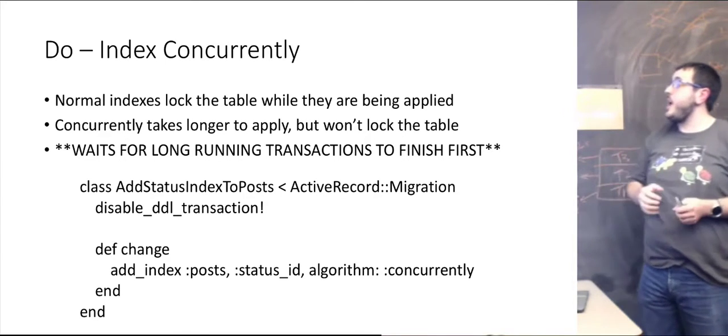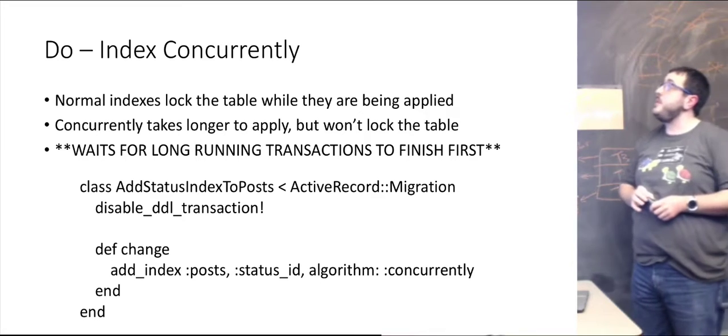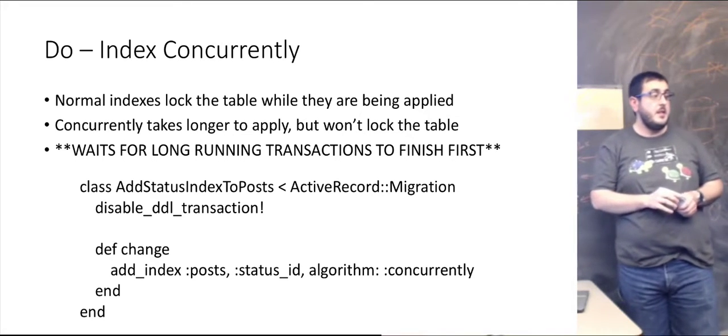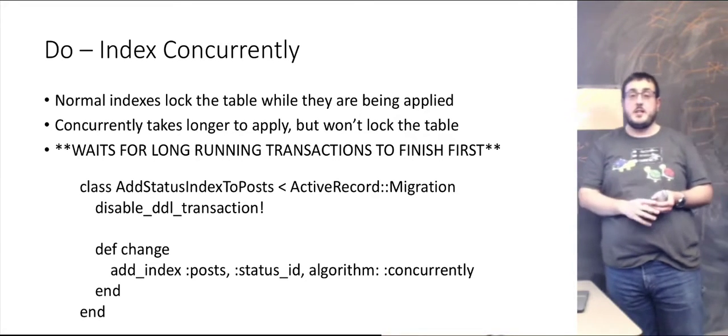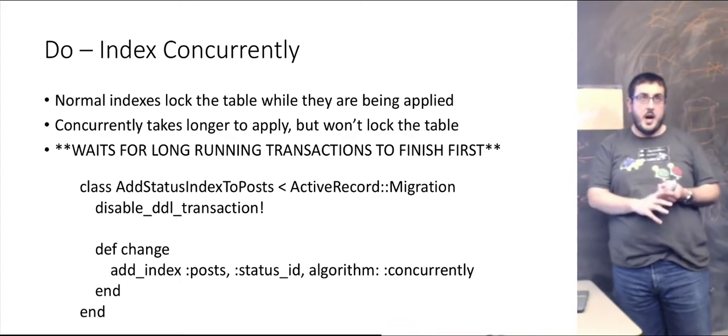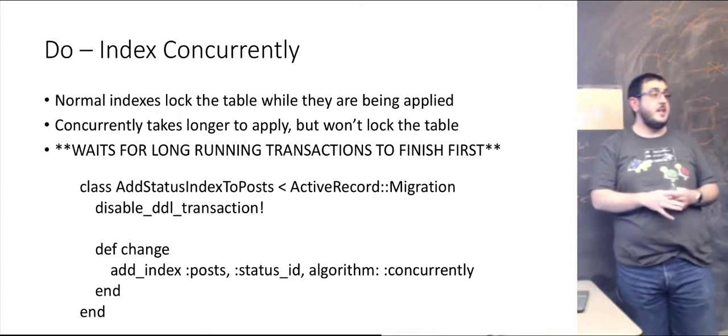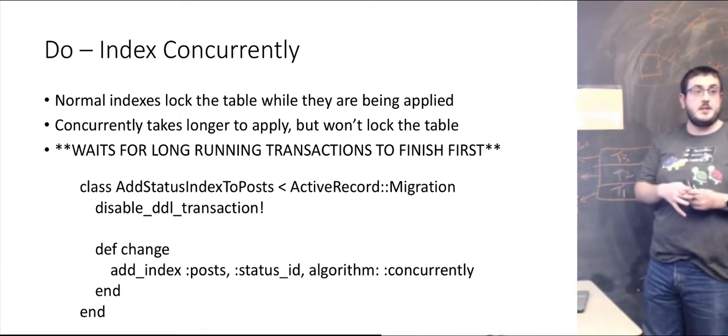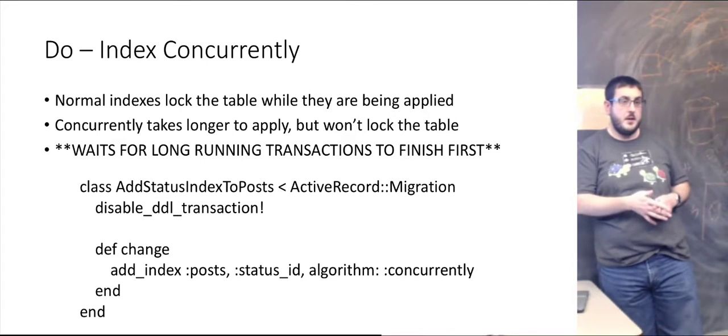So a way around that is Postgres implements concurrent indexes. This basically does what current indexes do, except it takes twice as long, but it does not lock the table for reads. It locks the table for writes, however.